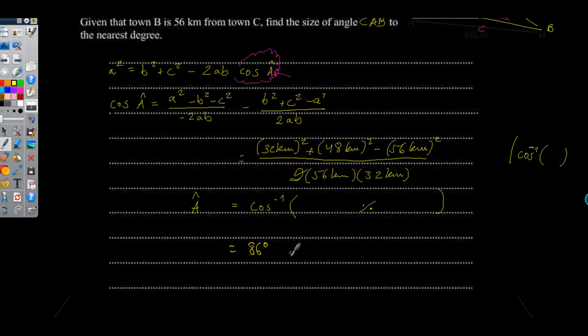Normally, I would round to 3 significant figures, but always check in the question. It says here, to the nearest degree. You'd lose a point unnecessarily if you didn't check back. Always go and check back what the question actually required from you.